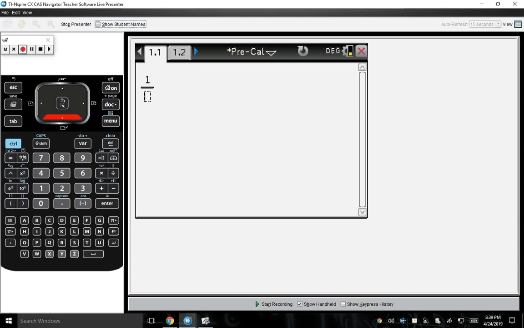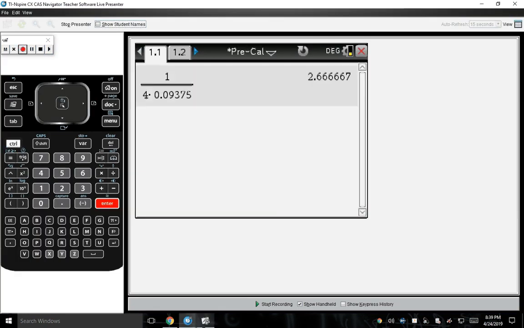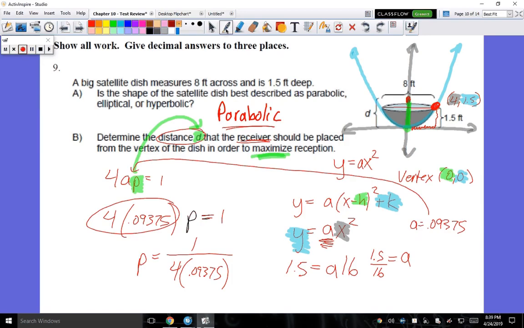Okay, so go to the calculator. We have control divide, 1 over 4 times 0.09375. Whenever I do control enter, I get this. We're going to round this to 3 decimal places the way we've been doing everything else, so that my p value is in fact 2.667. And what do we have? Feet. So we're going to say feet. Again, this is the length from the vertex up to the receiver, and you would answer this as: the receiver should be placed 2.667 feet from the vertex. So you would actually write that out in words.